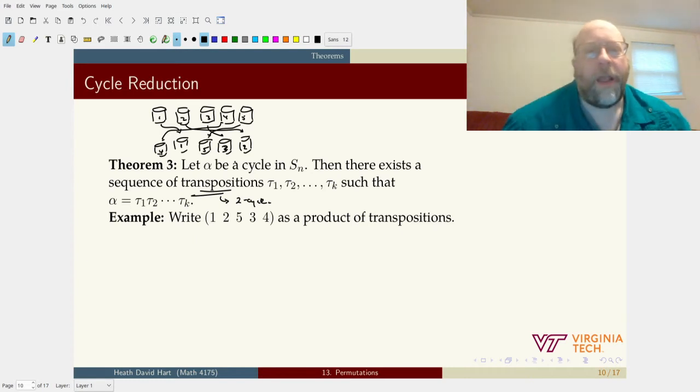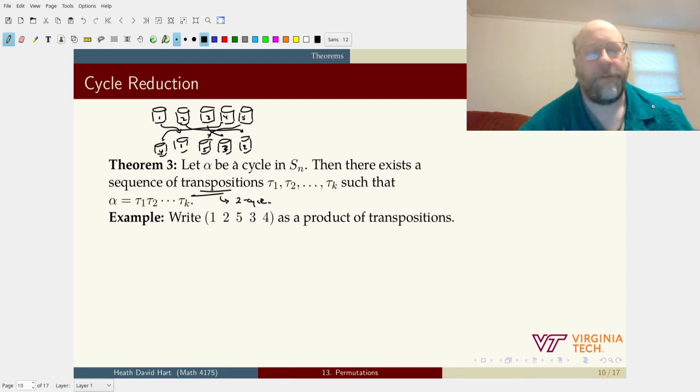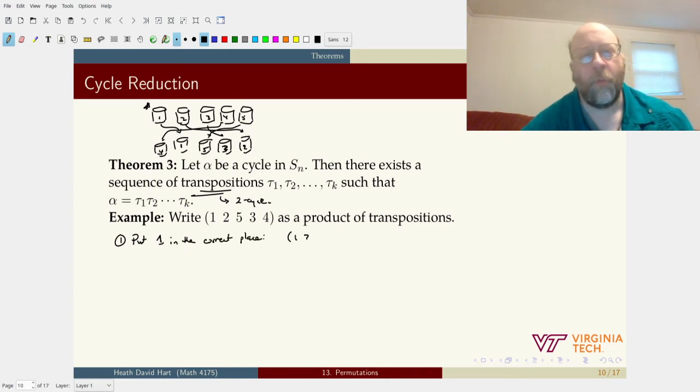So here's what we're going to do as a way of putting this into transpositions. We're going to pick some element, and we usually just pick the first element. And we want to get the first element into the correct place. But we can only do it with a transposition. Well, that means we want to transpose 1 with 2. So we're going to put 1 in the correct place. So we switch 1 with 2.